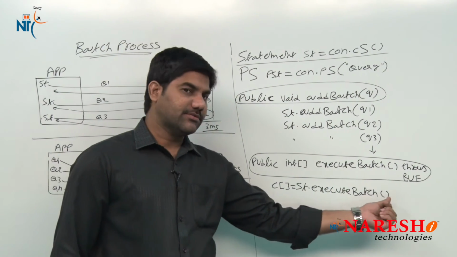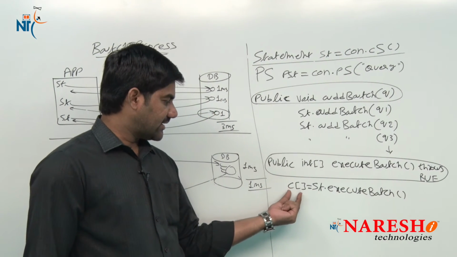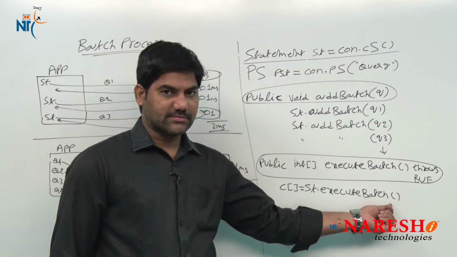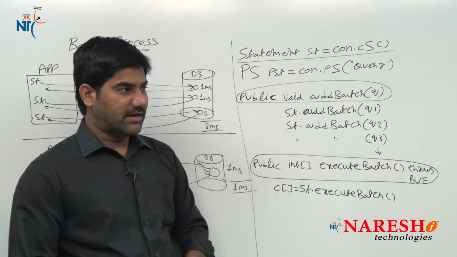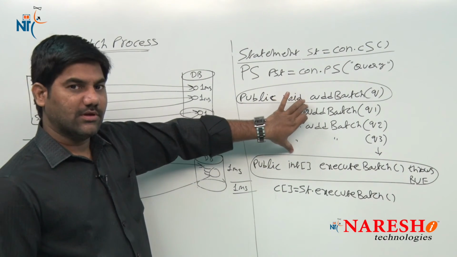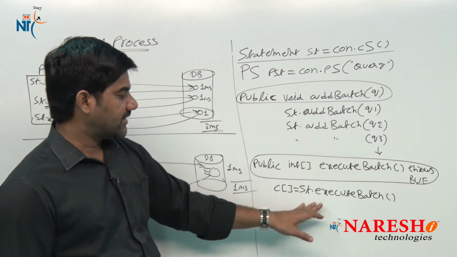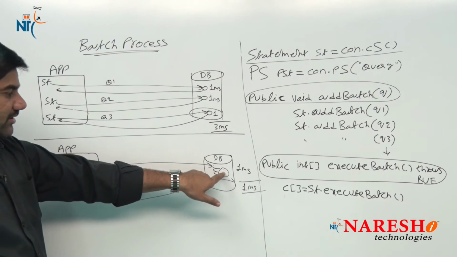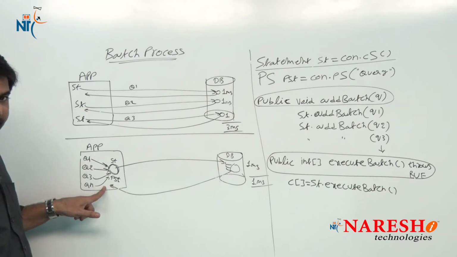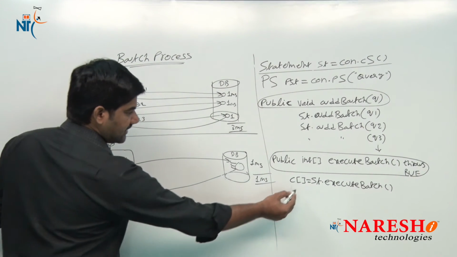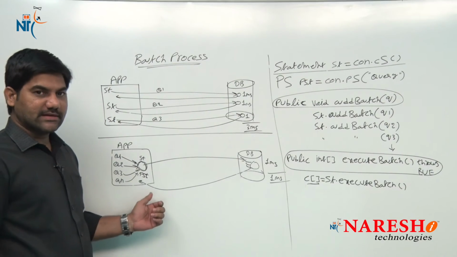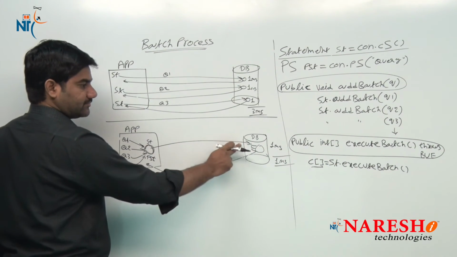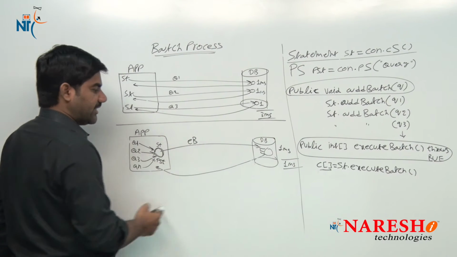st.executeBatch, return type integer array, so I am trying to catch that count here. st.executeBatch executes the batch. Which batch, sir? This is the batch, the queries you placed up to now. All these queries are sent to the database and run, and all the query results are written back to your application, and that result we are storing into the C array, a single dimension array. So this method is doing this. This is the executeBatch method.